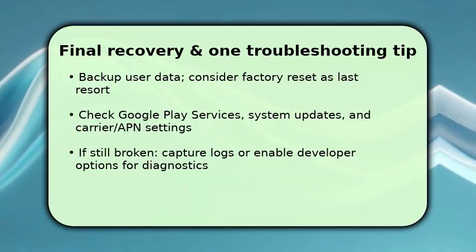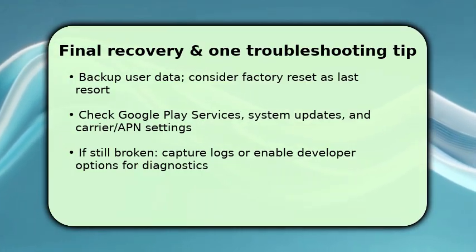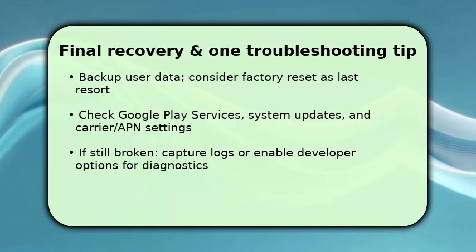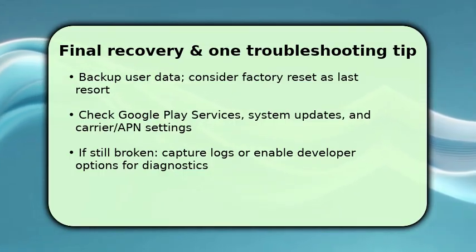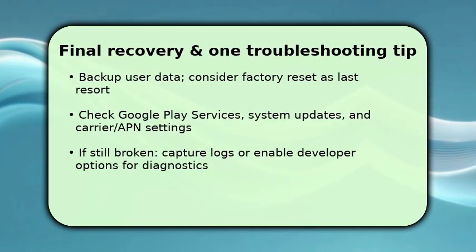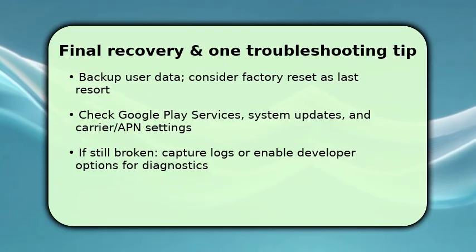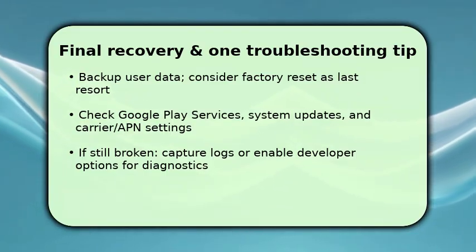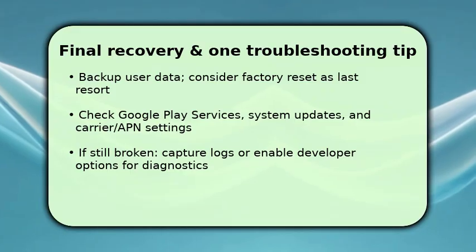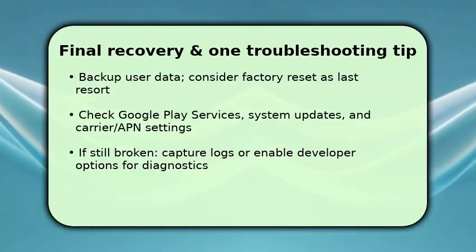Before that, verify Google Play services and system updates are current, and confirm carrier or Wi-Fi APN settings if networking is involved. If the app still crashes, enable developer options, capture logs, or use Logcat to pinpoint the fault, and share that evidence with support. One troubleshooting tip: test on another device to isolate device versus app issues.